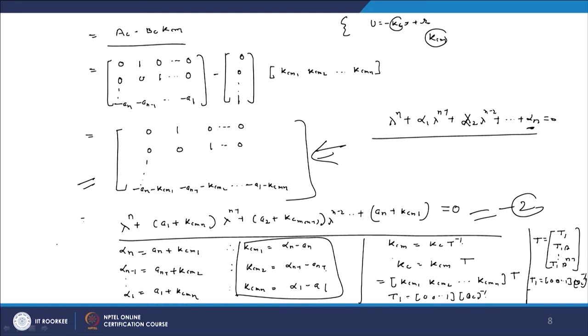So the final controller is KC equal to KCM into T. So KCM equals KCM1, KCM2, up to KCMN, and this particular T is equal to T1, T1A, up to T1A raised to n minus 1, where T1 equals 0 0 1 QC inverse. So this is the basic methodology to design the controller. Now all this mathematics we have seen, and we can easily understand it if we solve some numerical example. Now we start solving some numerical example based on this technique.